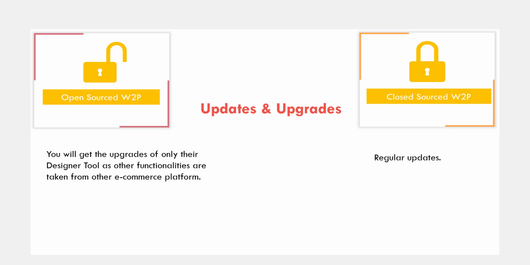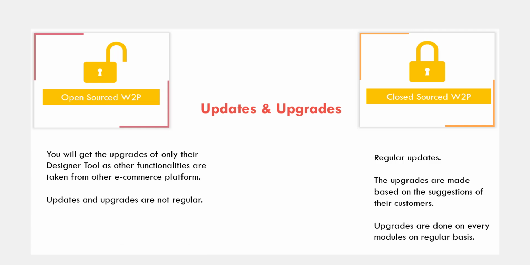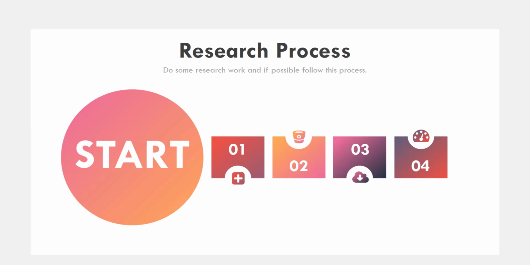Whereas in closed source, they provide regular updates, as well as updates on each of the modules. They go through each module, they keep researching, they have their own research team, and they also take feedback from customers and, based on customer requirements, create new features and add them to their solution on a regular basis. So closed source web-to-print solutions keep upgrading frequently and regularly. Now what is my suggestion?